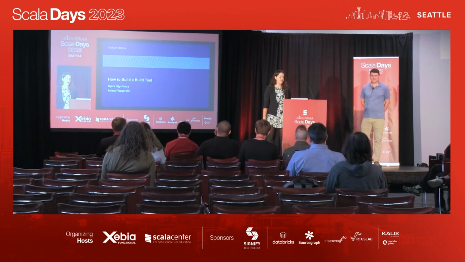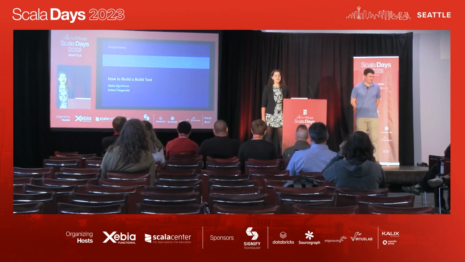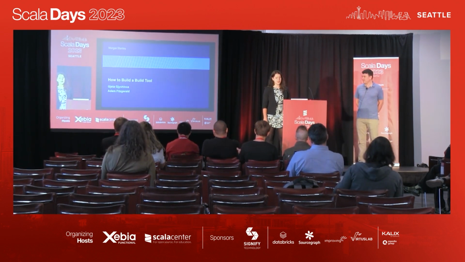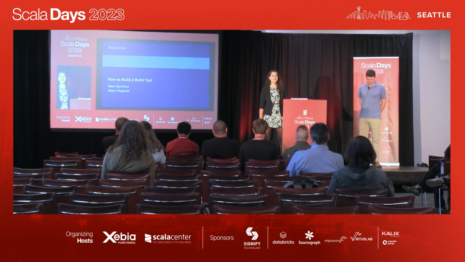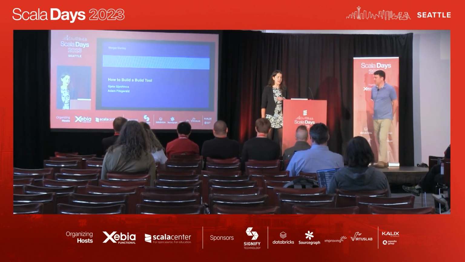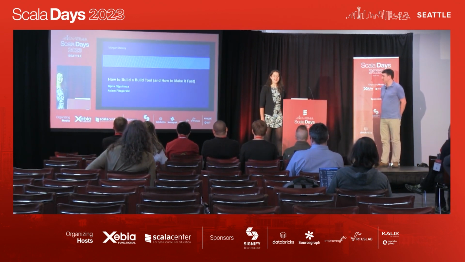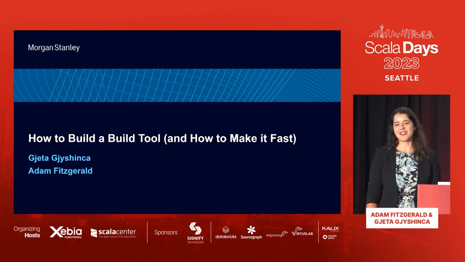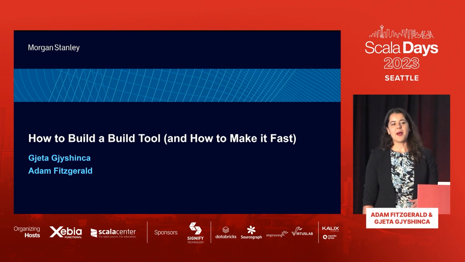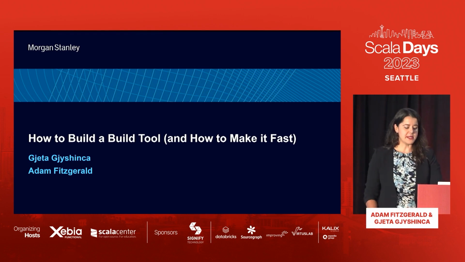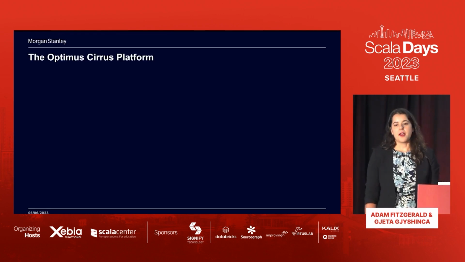And today, we're going to show you how our team at Morgan Stanley built a build tool that can build over 21 million lines of Scala code in under 2 minutes. Sounds pretty impressive, right? And it is, but it's not actually the star of the show today. We're going to introduce to you the Optimus Cirrus platform. And this is what lies at the heart of OBT, the Optimus build tool.